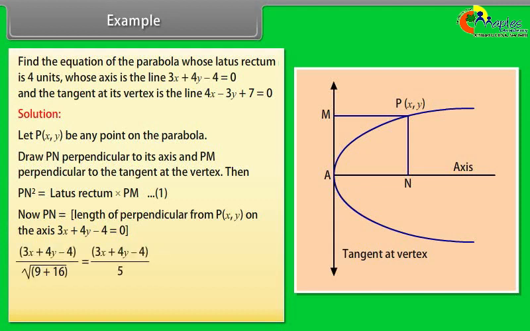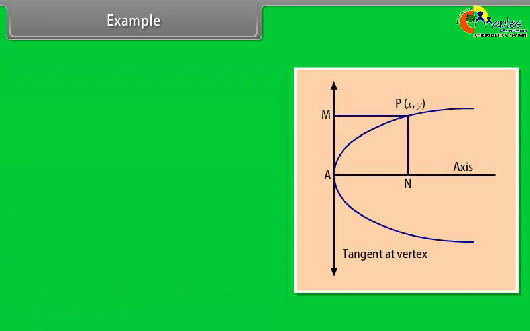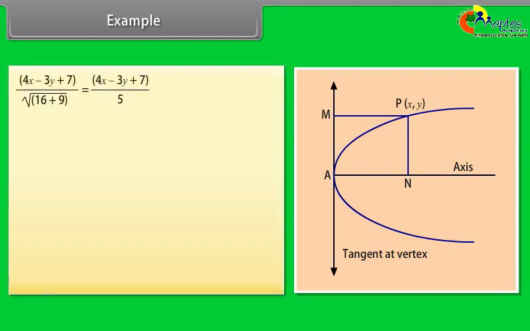That is (3x plus 4y minus 4) upon under root 9 plus 16, which is equal to (3x plus 4y minus 4) upon 5. PM is equal to the length of the perpendicular from P(x, y) on the tangent at vertex A, 4x minus 3y plus 7 is equal to 0. That is (4x minus 3y plus 7) upon under root 16 plus 9, which is equal to (4x minus 3y plus 7) upon 5. Latus rectum is equal to 4.